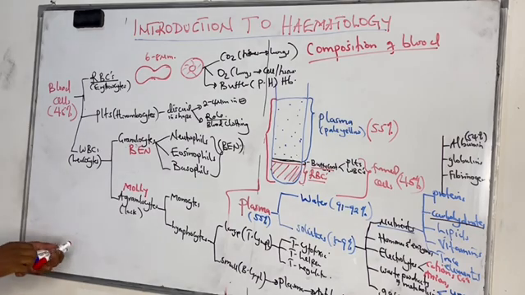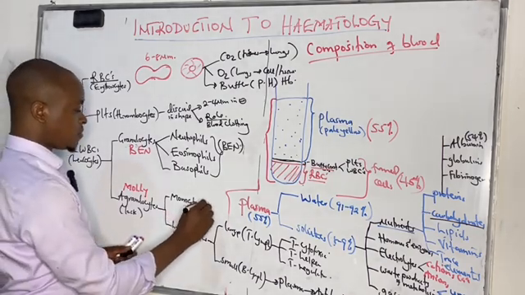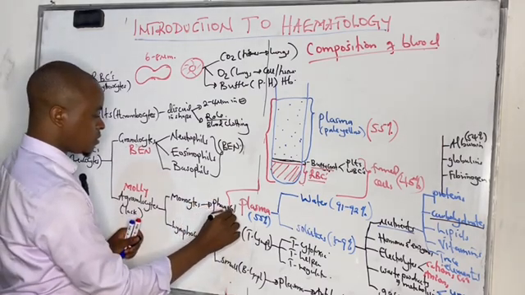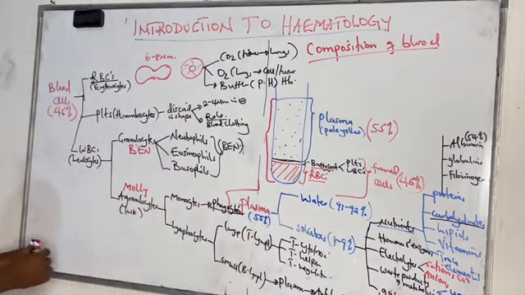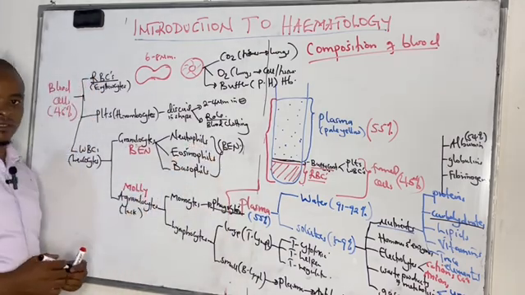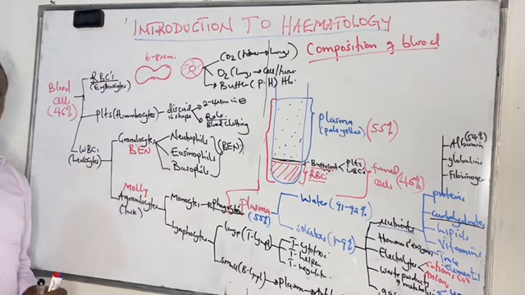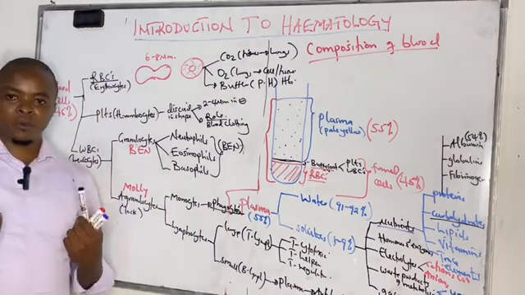Then the monocytes, their major role is that they act as scavengers, whereby they are phagocytic cells. They do phagocytosis. These ones are also phagocytic cells, whereby they participate like neutrophils and eosinophils, whereas basophils, we shall also see their importance.